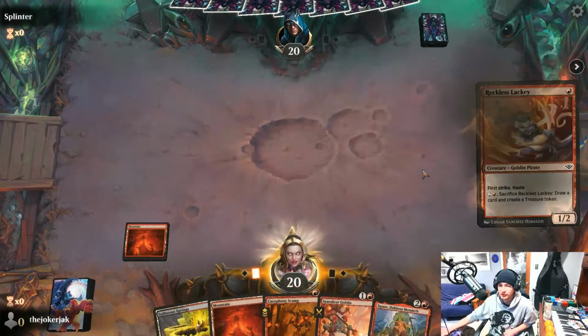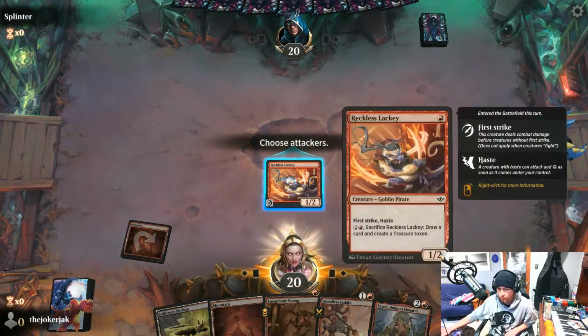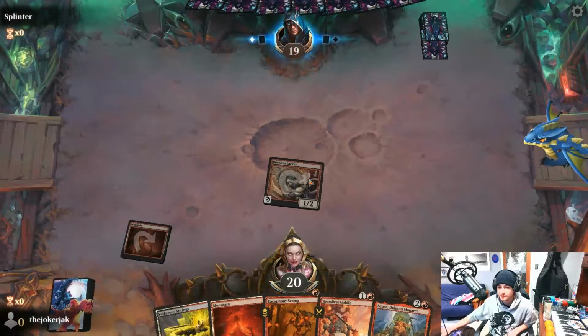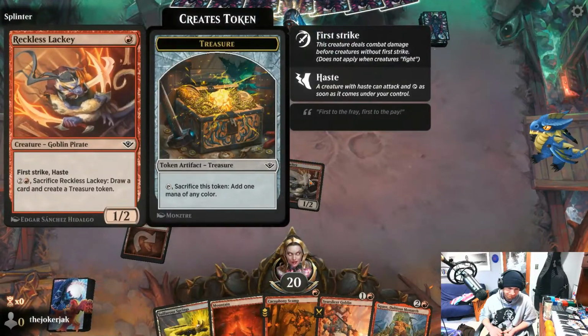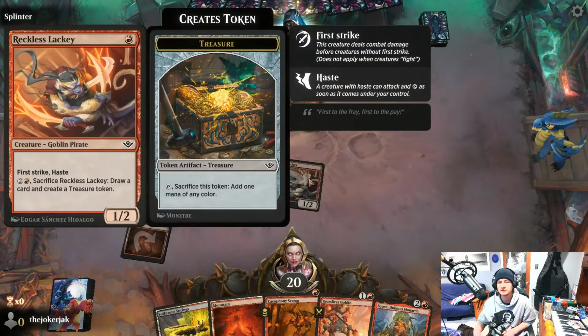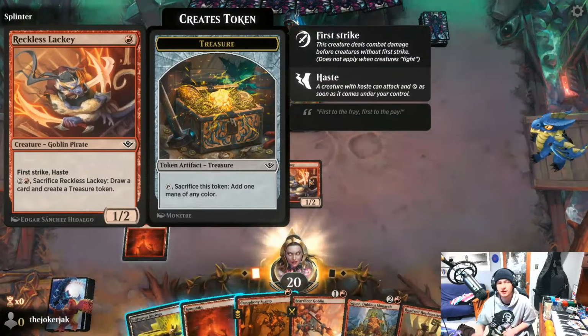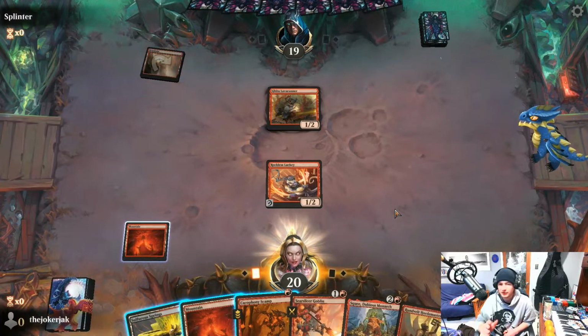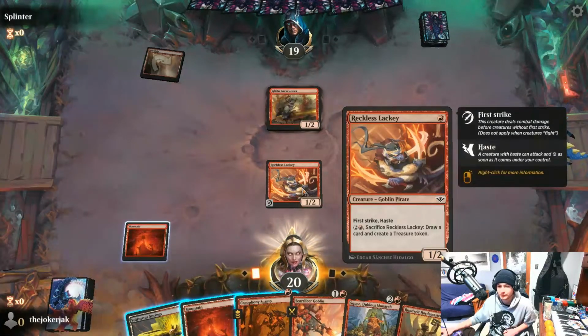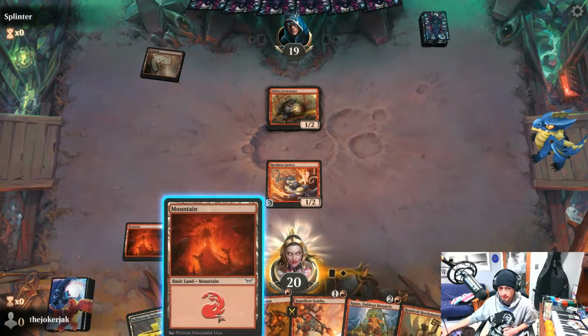So turn 1, I'm going to play a Reckless Lackey. This is a 1 mana 1/2 with First Strike and Haste, which is good already. First Strike means that it deals its damage first before my opponent's creature deals damage, unless it also has First Strike. Haste means that it can attack my opponent as soon as it comes into the battlefield. It also has an ability where I pay 3, sack it to draw a card and make a treasure. So if my opponent tries to kill it, I can just sack it.